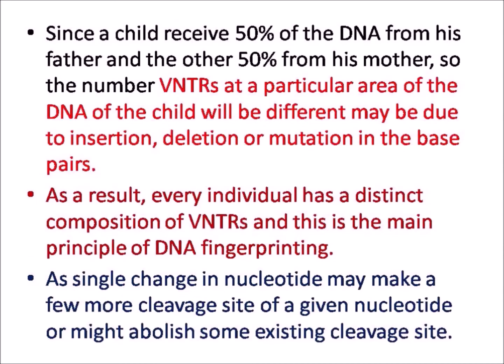Since a child receives 50% of the DNA from his father and the other 50% from his mother, the number of VNTRs at a particular area of the DNA of the child will be different, maybe due to insertion, deletion or mutation in the base pairs. As a result, every individual has a distinct composition of VNTRs, and this is the main principle of DNA fingerprinting.